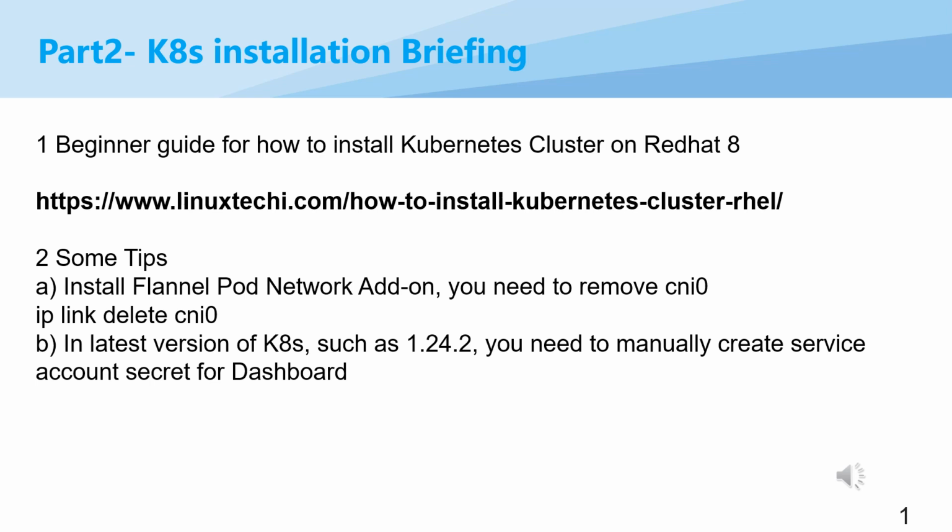Here are some tips I will cover, such as the FileNet pod network add-on. You need to remove cni0 and use the following command. And also in the latest version of Kubernetes, such as 1.24.2, you need to manually create the service account secret for the dashboard. I will cover that in detail in the Ansible playbook.